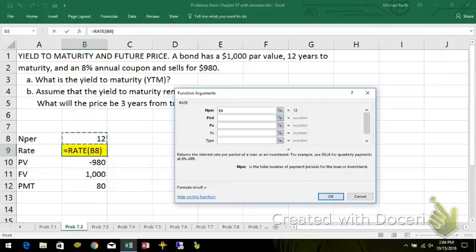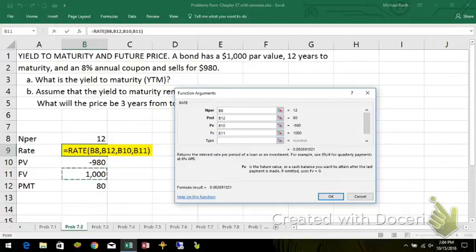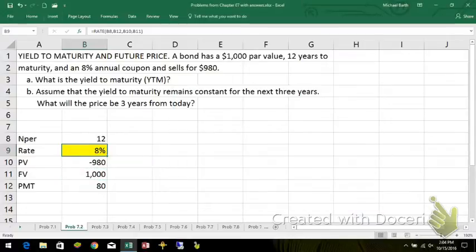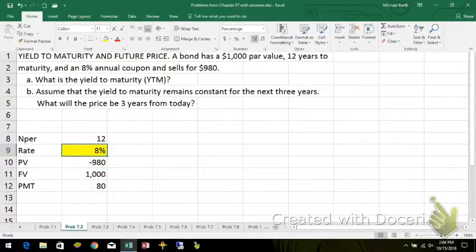Number of periods, payment, price or present value, and future value. All right. Add a couple of decimal places because Excel tends to round too much. The yield to maturity on this bond is currently 8.27%. All right, that's the yield to maturity.